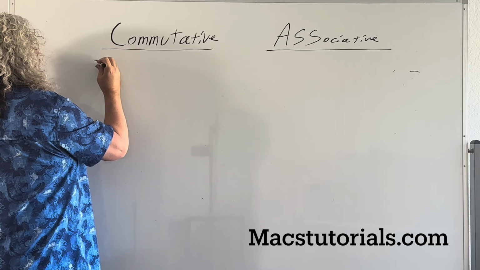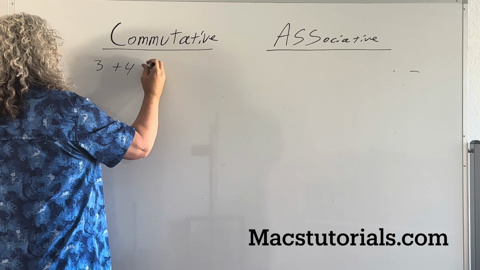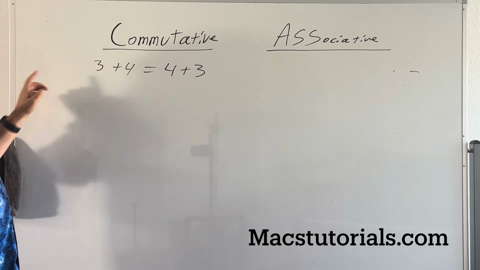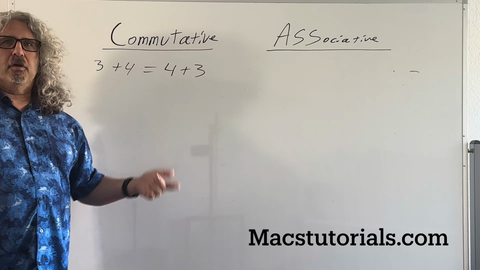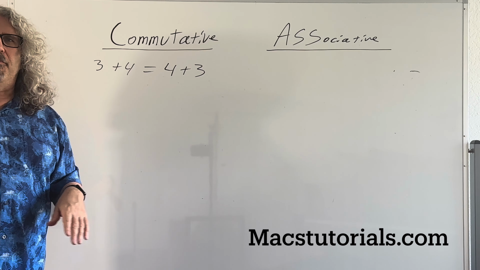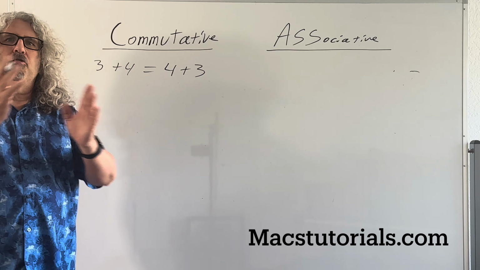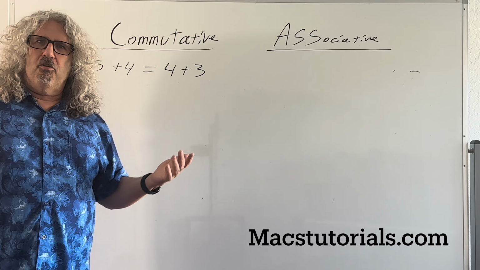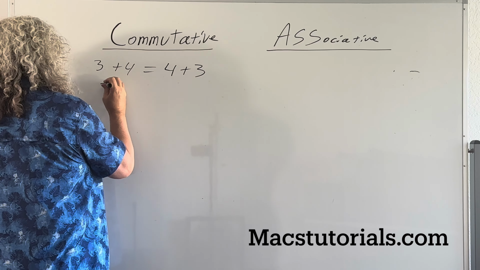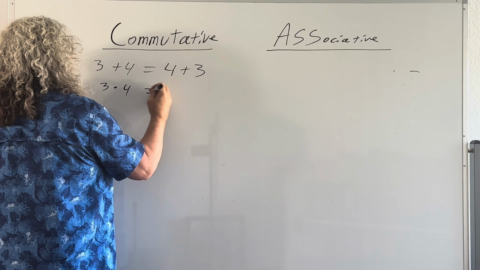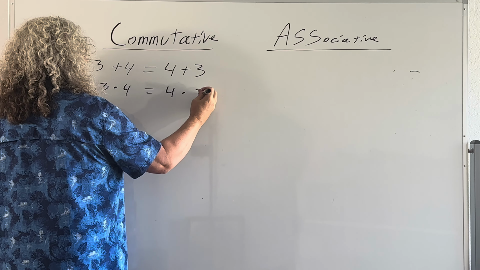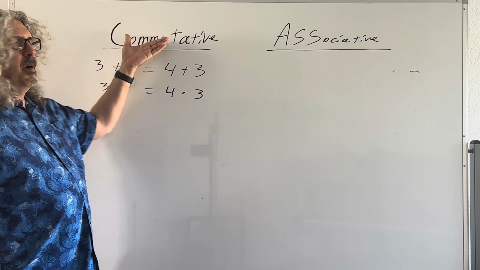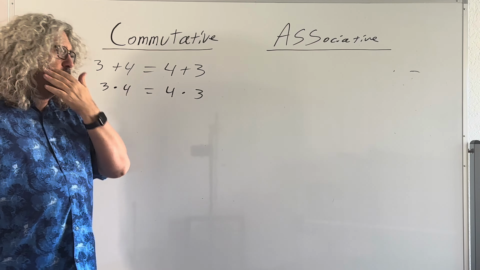So if I have 3 plus 4, that is equal to 4 plus 3. Is that true? 3 plus 4 is 7, 4 plus 3 is 7. This is a true statement. So when you add numbers, you can switch their places and it works. That's what commutative means. It also works with multiplication. If I did 3 times 4, that equals 4 times 3. They both equal 12. That's great. So the commutative property works for addition and it works for multiplication.